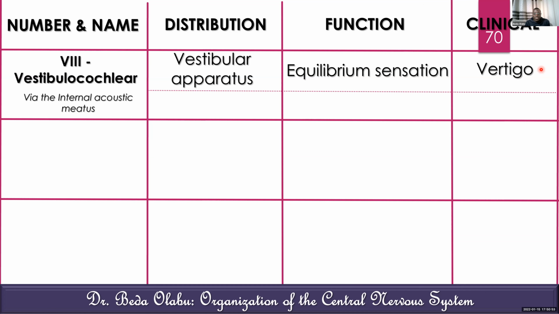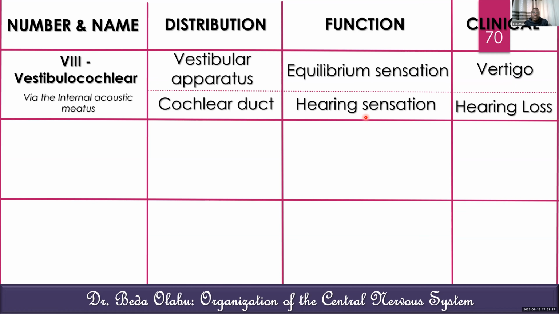The other division of the vestibulocochlear nerve is the cochlear nerve itself, which arises from the cochlear duct. The cochlear duct contains the receptor for hearing. The receptor for hearing is known as the spiral organ of Corti. So the cochlear duct is within the ear, and it contains the receptor for hearing, the spiral organ of Corti. So we can say, therefore, that the cochlear nerve is a nerve that carries hearing sensation. And so if it's injured, you'll get hearing loss.